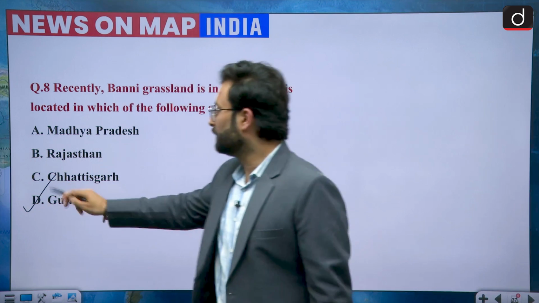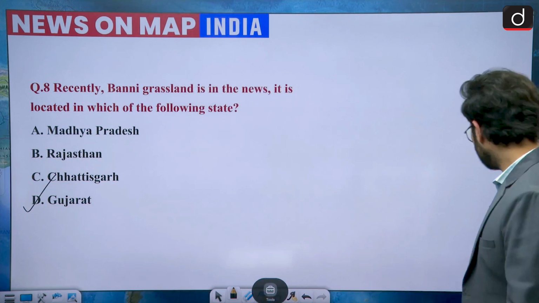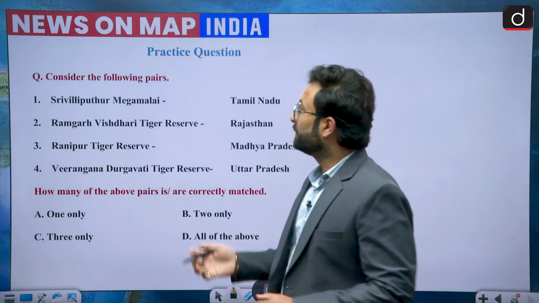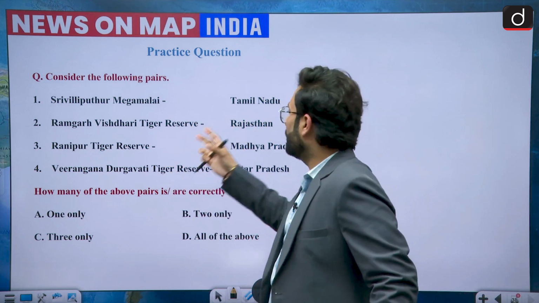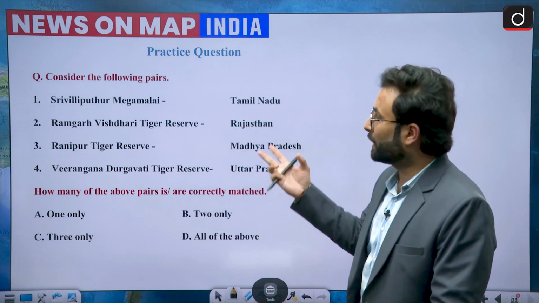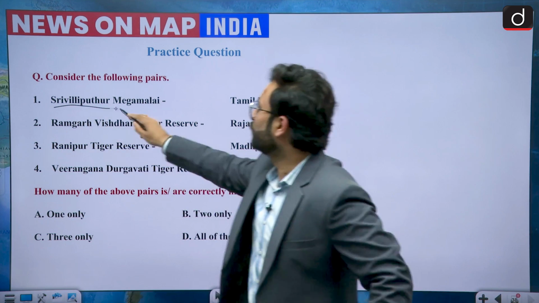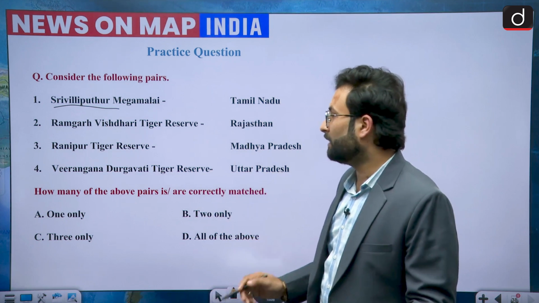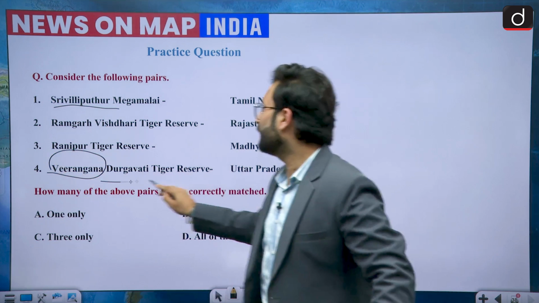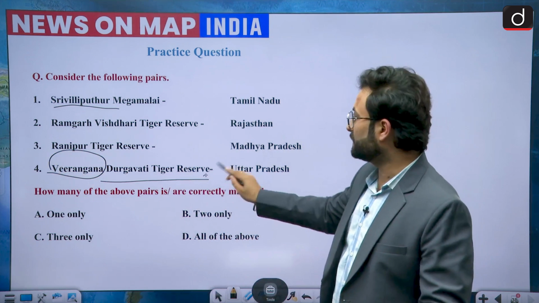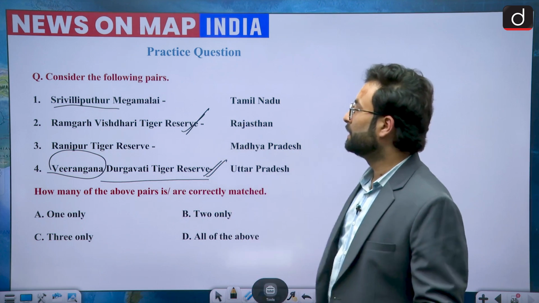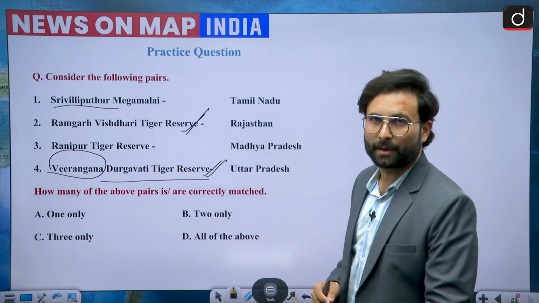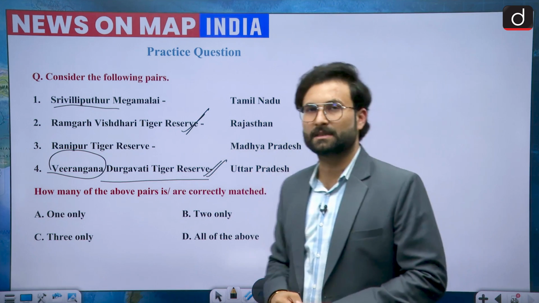Before wrapping up the session, we will see the practice question for you, which you have to attempt and answer in the comment box. Consider the following pairs. There are some areas given, and corresponding to that some states are given. You can have a look. Srivilliputhur Meghamalai, Ramgarh Vishdhari Tiger Reserve, Ranipur Tiger Reserve and Veerangana Durgavati Tiger Reserve. We have discussed this. So you can attempt this question and answer in the comment box. We'll give the explanation in the next lecture.